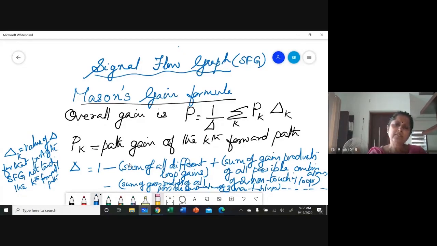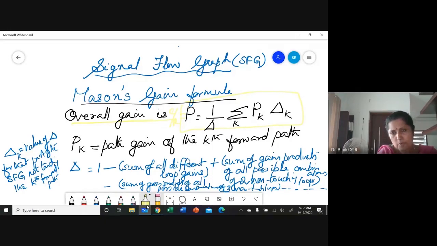But I am coming up with a very important formula, which is known as Mason's gain formula. Now, Mason's gain formula directly gives you the overall gain. This is known as overall gain, which is the same as our overall transfer function. This is a very important formula. That C by R is equal to P, that is equal to 1 by delta sigma K Pk delta K, where Pk means the kth forward path.